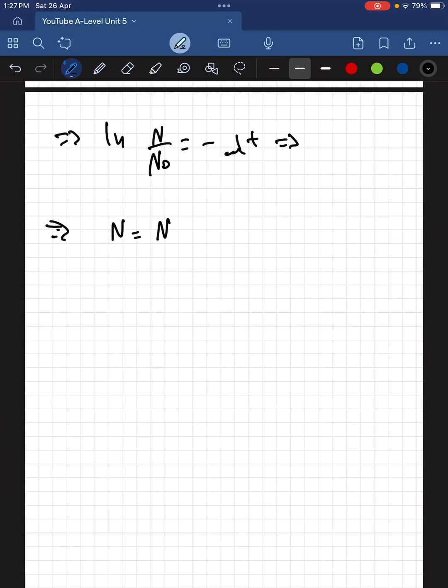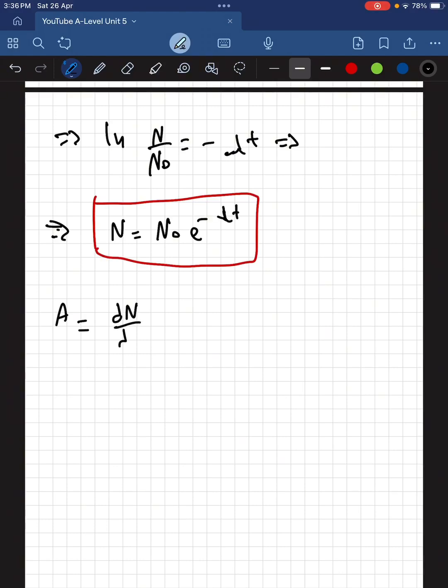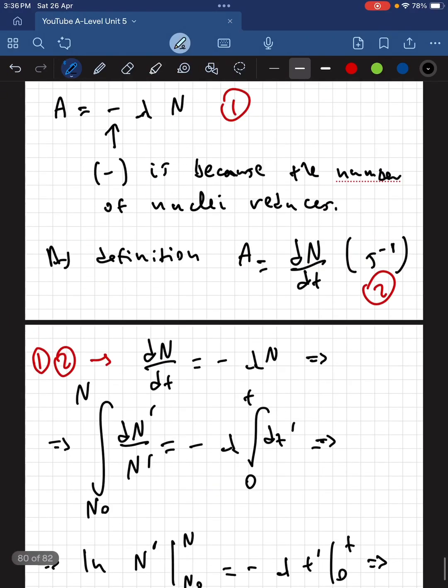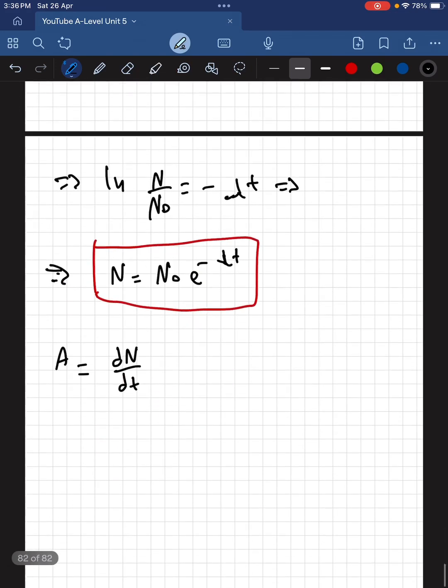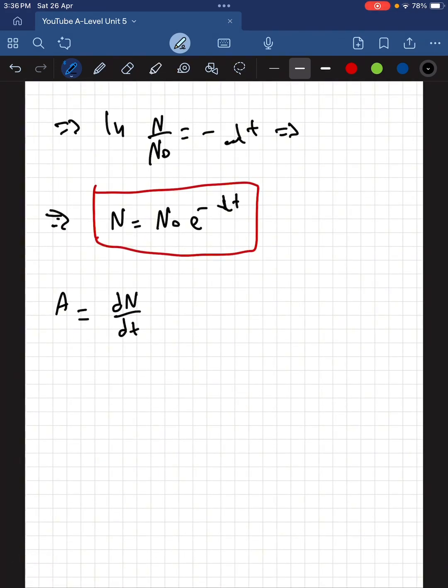So N is N naught e to the minus lambda t. And this is the radioactive decay law, guys. And we actually proved it. Okay, that's cool, I hope. Now remember that activity A is defined as dN over dt, right? It's the rate with which nuclei decay in units of becquerel, which is inverse seconds, right? So, since we already found the law of radioactive decay, we can take the first derivative.